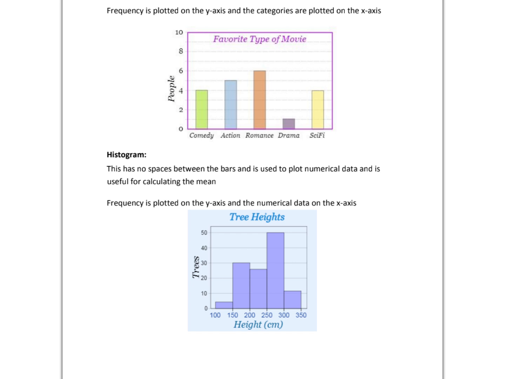So over here, we have the height of trees. These are the different values of height in centimeters: 100, 150, 200, 250, 300, 350. And on the y-axis, we have the number of trees. So a histogram is actually useful for calculating the mean. Sorry, not the mode. I was going to say mode, but the mean, because we have numerical data. So histograms are used to plot numerical data. And as you know, whenever numerical data is involved, whenever all values of a data set are being taken into consideration, the mean is the most useful measure of central tendency.